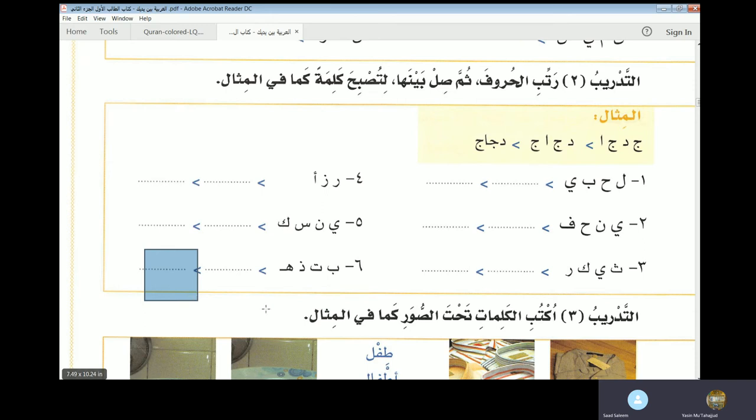Zahaba. Zahabat. We have taj. Zahabat. What is the meaning of Zahabat? Zahabat is she went. Oh, she went. Zahabta. What is the meaning of Zahabta? That's also she went. You went. Zahabta, you went, for masculine.